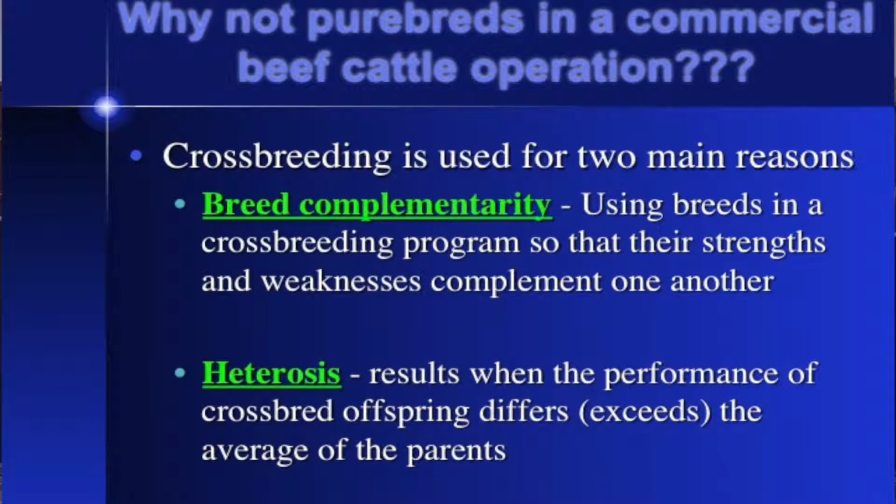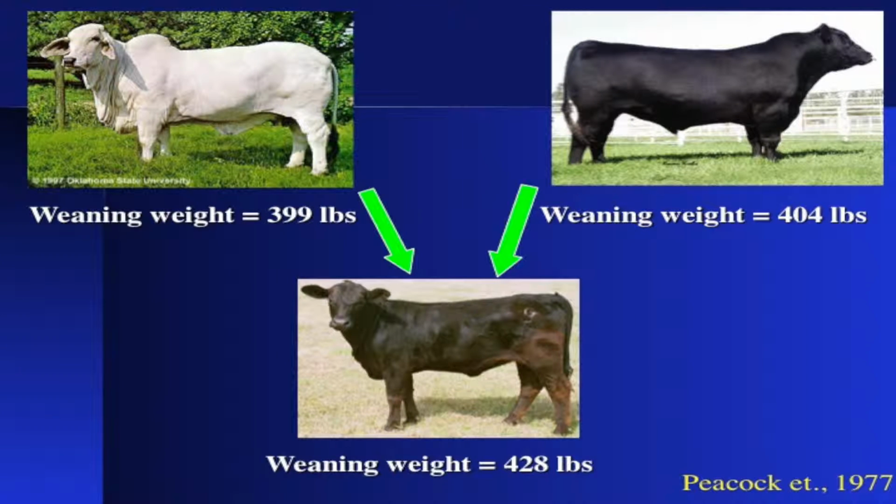The other reason we do it is heterosis, or hybrid vigor. And that is the result when the performance of the crossbred offspring exceeds the average of the parents. So let's just go through an example here. This is actually some data from Peacock and others from southern Florida. And I'll show you some Texas A&M McGregor Research Center data that was done about the same time.